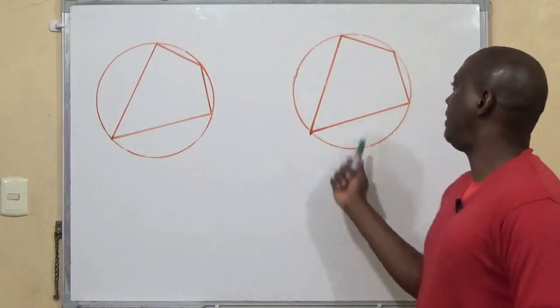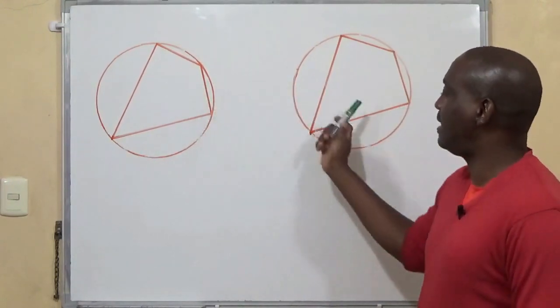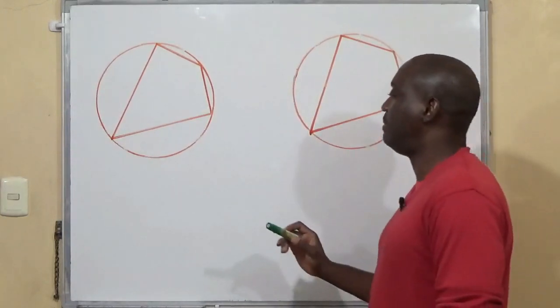So we have two circles here, identical circles, and I tried my best to reproduce the cyclic quadrilateral, and you'll see why we did that in a little bit.